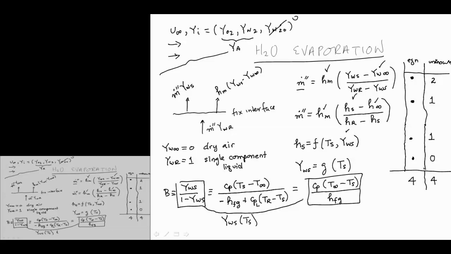And, as we said before, we have YWS as a function of TS from, remember, Clausius-Clapeyron, the thermodynamic relationship. And so the system is closed. Once we find, say, TS or YWS, it tells us what B is, and we can talk about what the evaporation rate is, because we can use these simple rules.